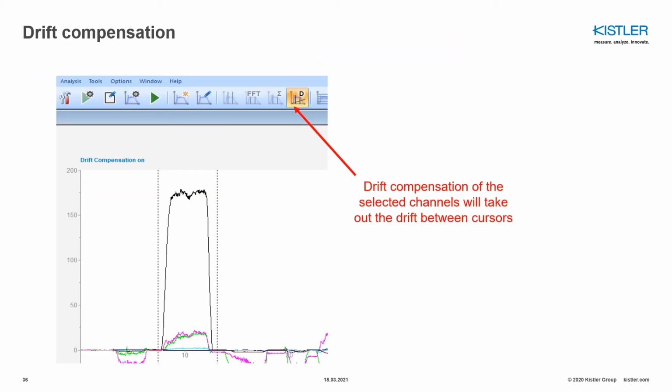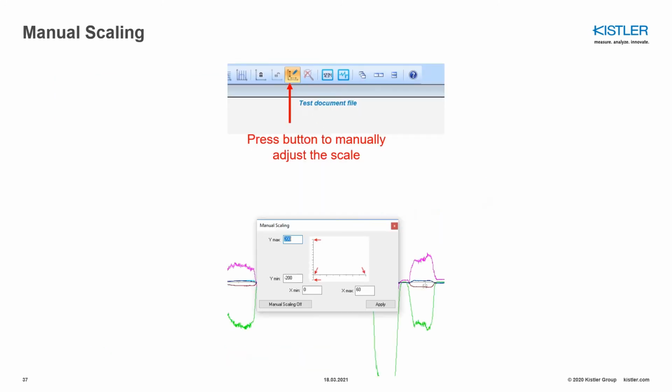For the drift compensation of the selected channels, you need to press that button and then choose the channel that you would like to make the drift on. You can choose only one channel or two channels, whatever. And then when you place the cursor, the software itself will take out the possible temperature drift that you may have between the cursors. Manual scaling: if you would like to change the scaling, you press that button and then you write the scale that you would like to have.